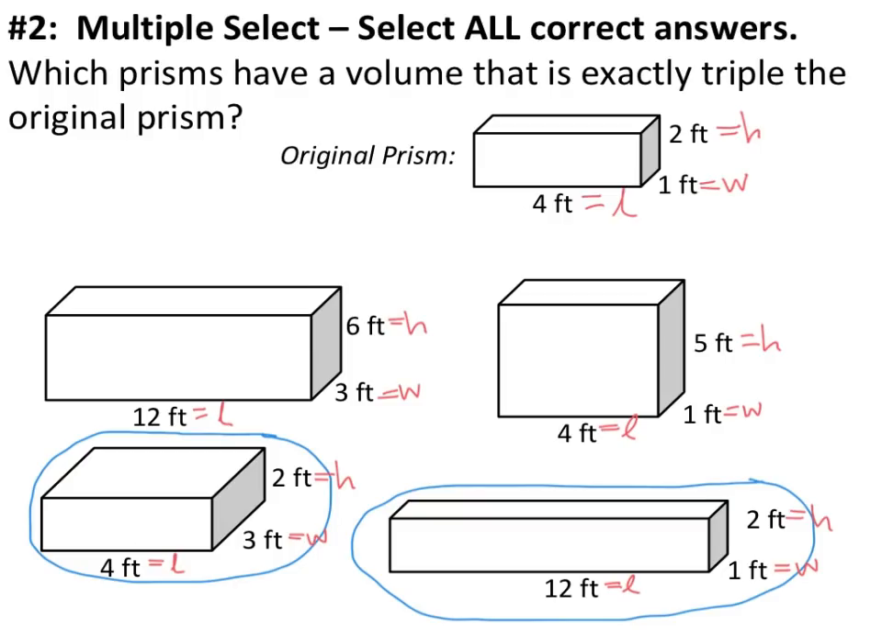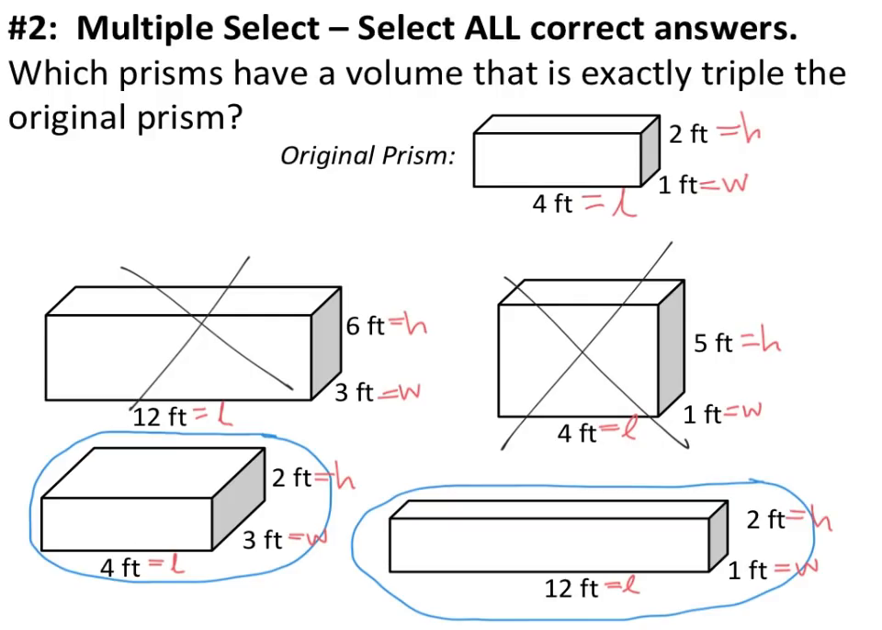How did you do? So the reason why the first rectangular prism is not the right answer is because all 3 dimensions, length, width, and the height, have been tripled. So that's why this first one is not the right answer. The second one is also not the right answer because the height hasn't been tripled, it's only been increased by 3 feet, not tripled. So that's why the second one is not the right answer either.